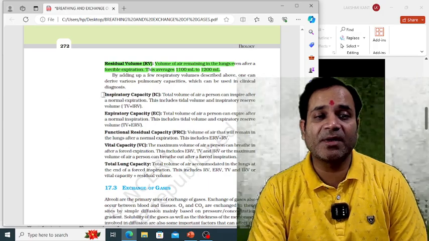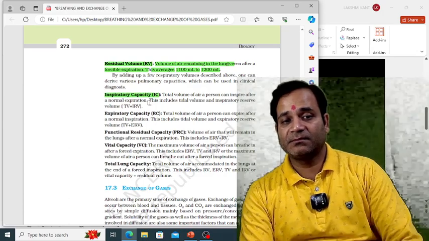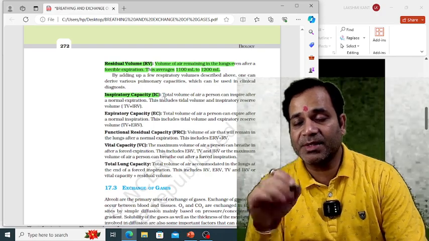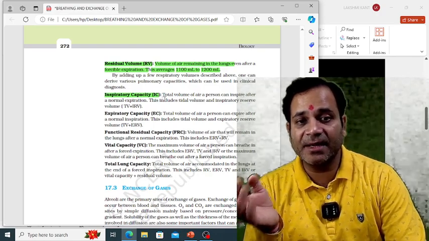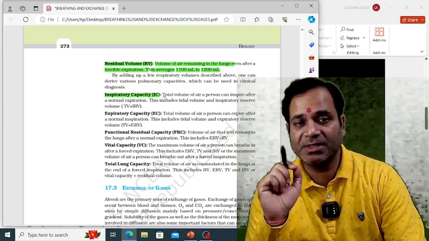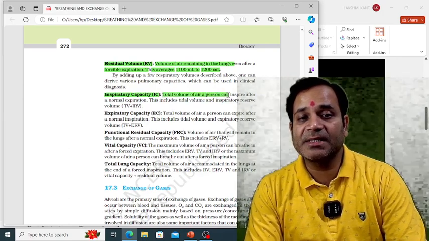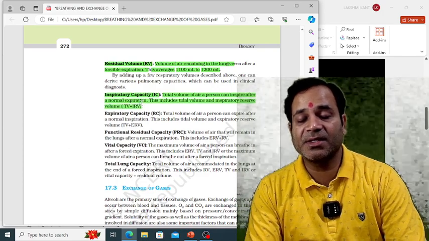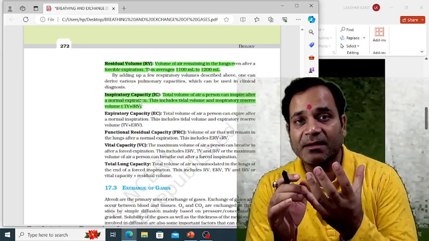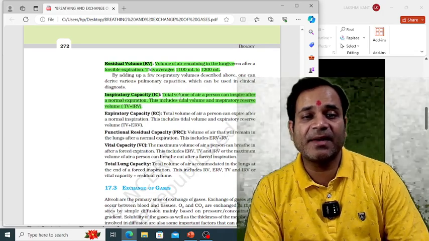Now the next thing that is important to know here is inspiratory capacity, that is IC, my dear. If anybody asks you about this term, inspiratory capacity, then how do you define it and how do you give information about it? Let's see here. I am going to tell you that it is the total volume of air a person can inspire after a normal expiration. This includes the tidal volume and inspiratory reserve volume.